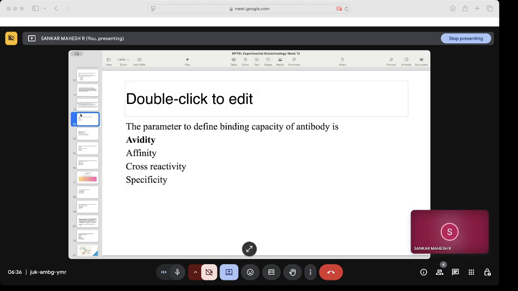Okay. The next is a simple textbook definition question. The parameter that defines the binding capacity of an antibody to an antigen is dash: avidity, affinity, cross reactivity, or specificity.